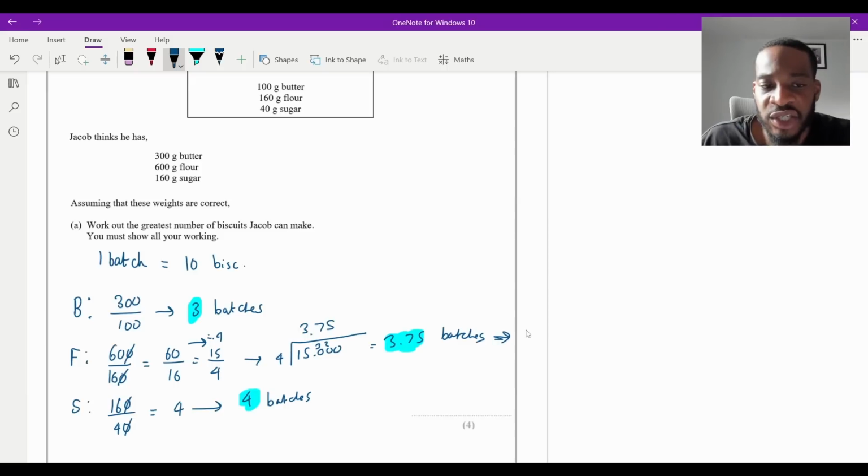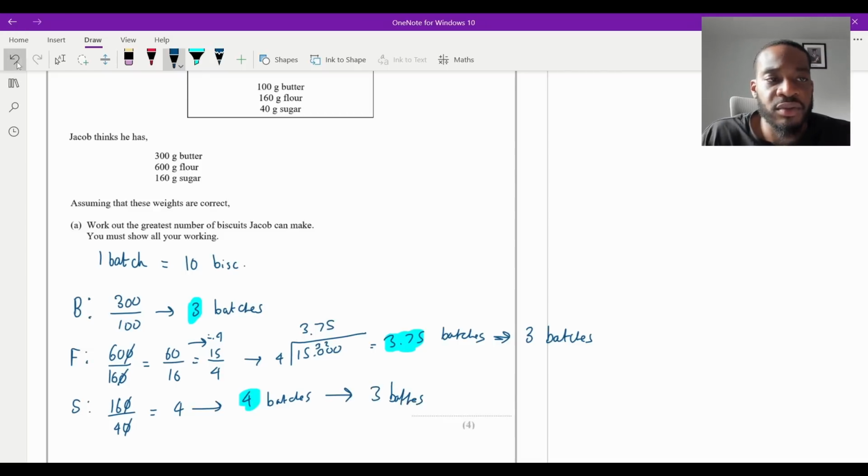So we'd actually just have to make 3 batches here, if we're looking at this contextually. Because it's just 3 and a bit more, but it's not 4 batches. So we can make at minimum 3 batches from the flour, and then 4 batches from the sugar. However, these all need to match. So if we can make 3 batches from the butter and 3 from the flour, then this has to be 3 batches as well. So we're going to bring this down to a 3.